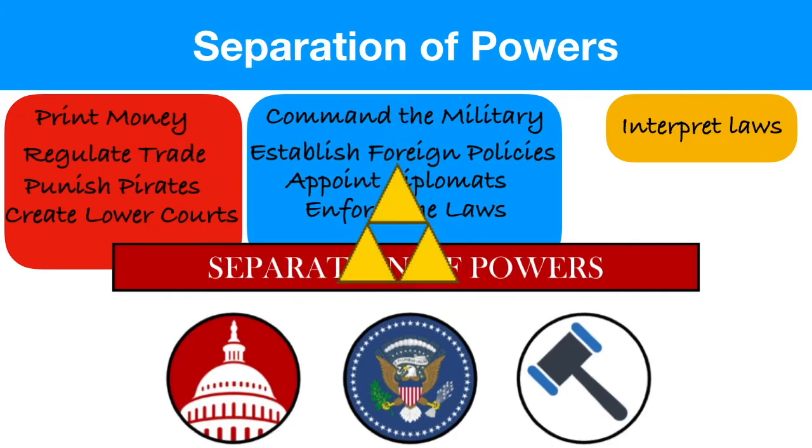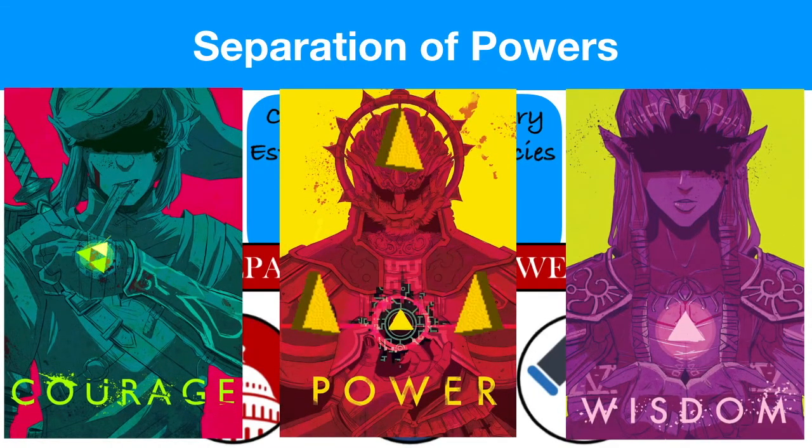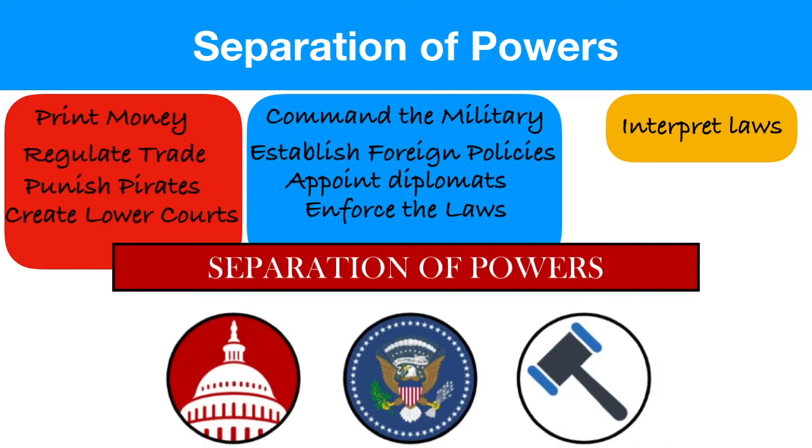If you're familiar with The Legend of Zelda, the Triforce reminds me of the separation of powers. No one person can hold all of the power in their hand. It would be dangerous. And so to ensure the safety of Hyrule, they divide the power into three people.